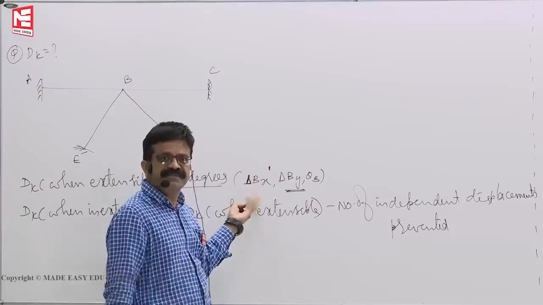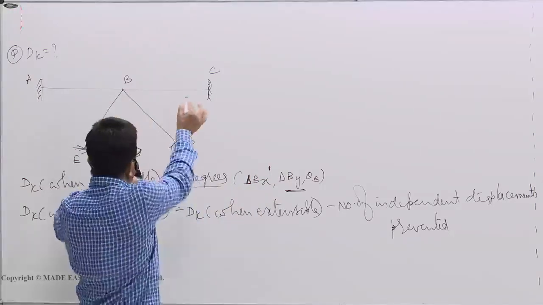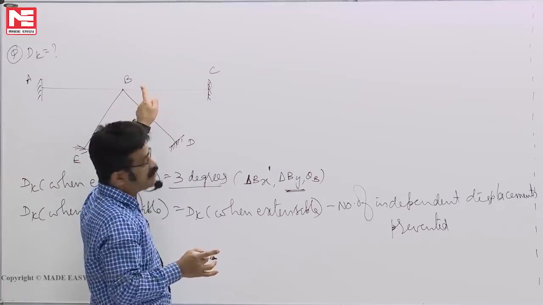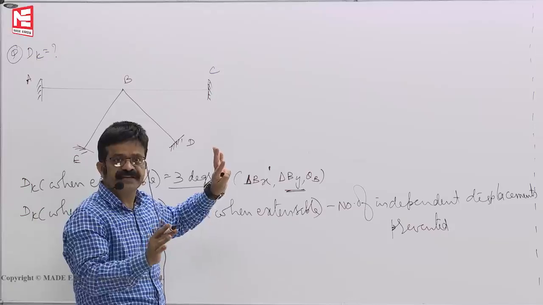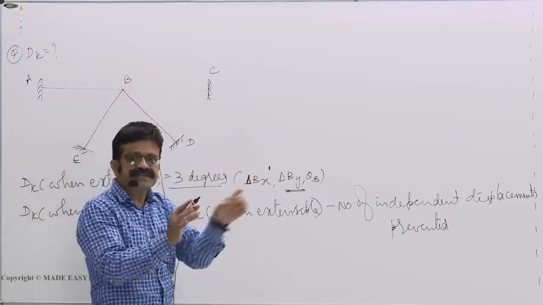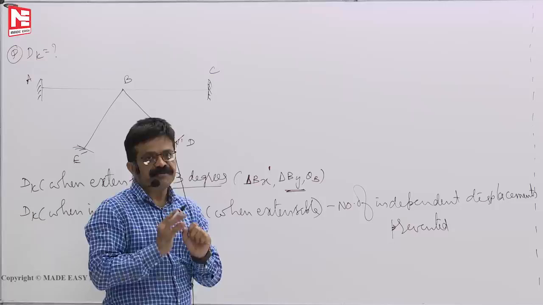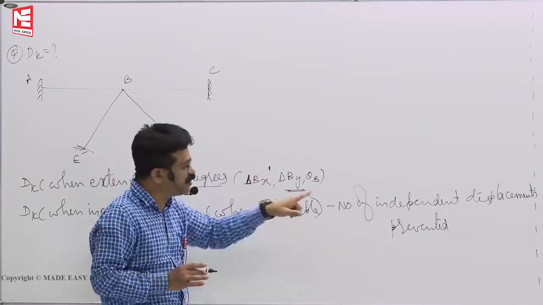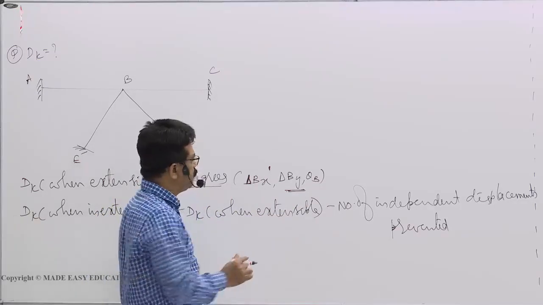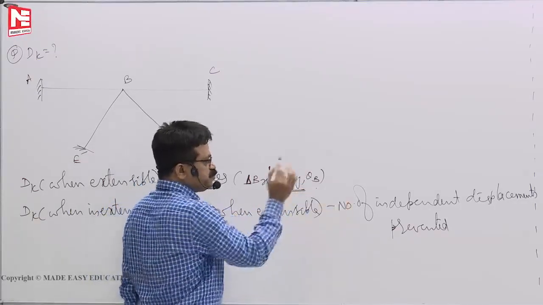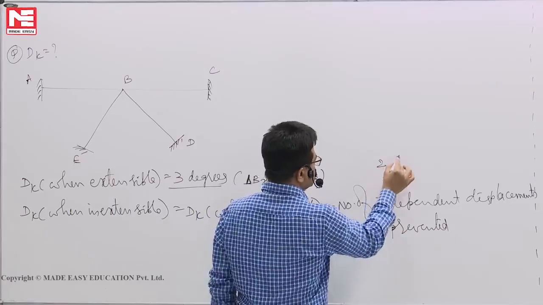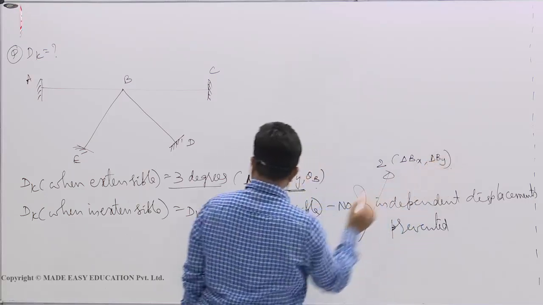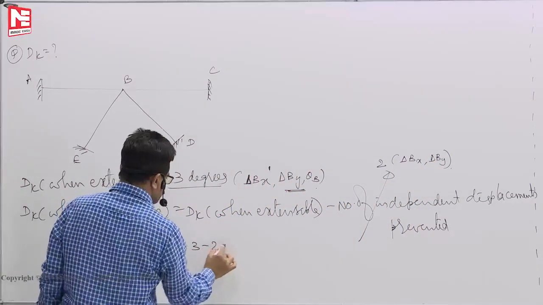But 4 is not possible by itself. They are all interconnected. That means the deformations of these 4 members are not independent. From the geometry, we can get a relationship between the deformations from the compatibility conditions. So possible displacements are only 2. Out of 3 possible displacements, only 2 you can prevent, which are delta Bx and delta By. So 3 minus 2, only 1 degree.